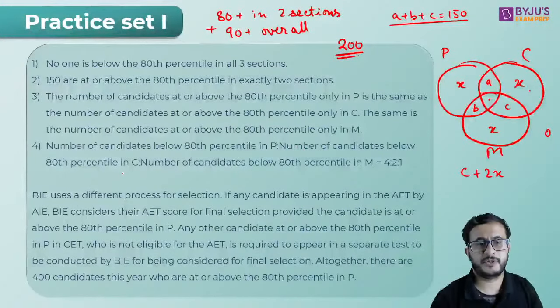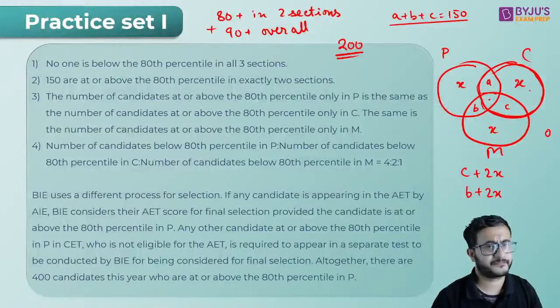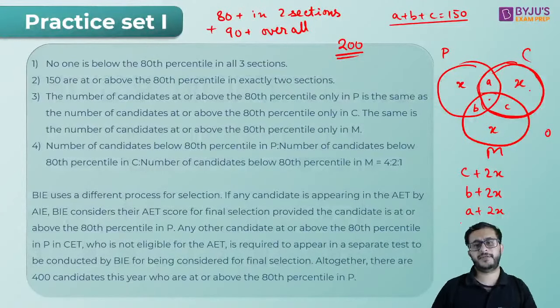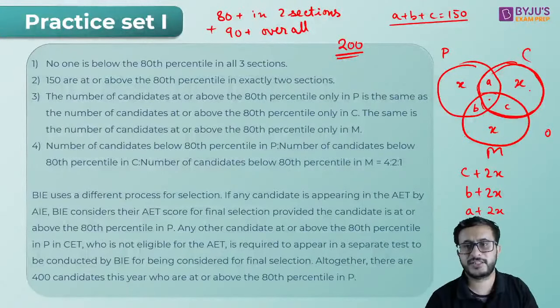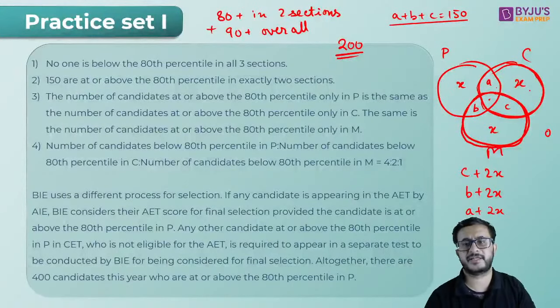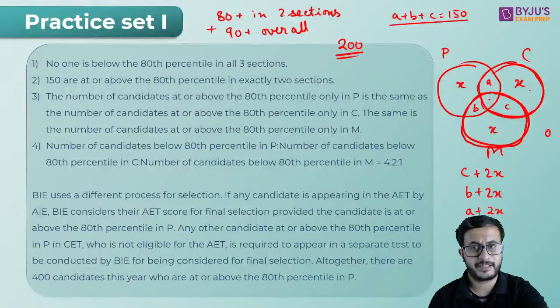Number of candidates below 80 percentile in C. So these are the ones who are above 80 percentile in C. This circle is above 80 percentile in C. So 2X plus B, or this. Okay. And similarly below 80 percentile in M will be A plus 2X, because this circle represents the ones who are above 80 percentile in M. Okay, so 2X plus A are below 80 percentile in M.